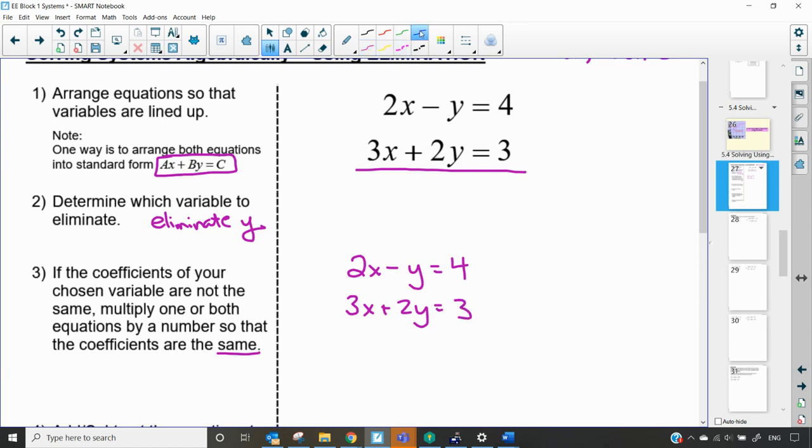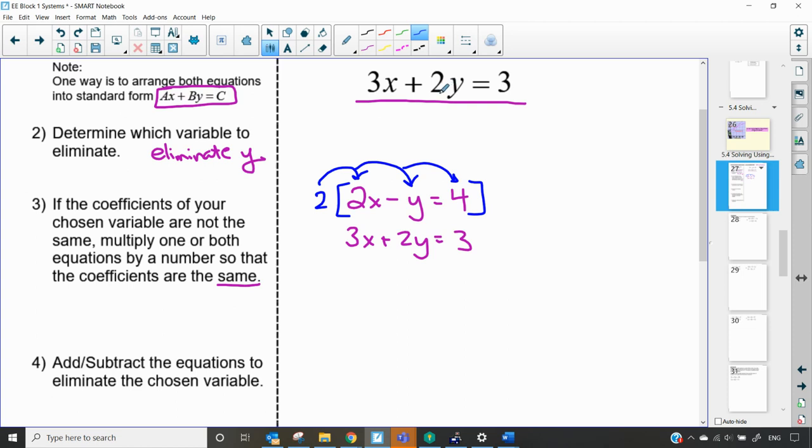In order to make my coefficients the same, I'm going to multiply my top equation by 2. It's important to know that that's the entire equation, so the equal sign is part of that. I'm going to carry that 2 through, and that will give me a new equation. By multiplying this equation by 2, I haven't actually changed the equation, I've just made it double. When I multiply this out, 2 times 2 is 4x, 2 times negative y is negative 2y, and 2 times 4 is 8. A very common mistake is for people to forget to multiply across the equal sign.